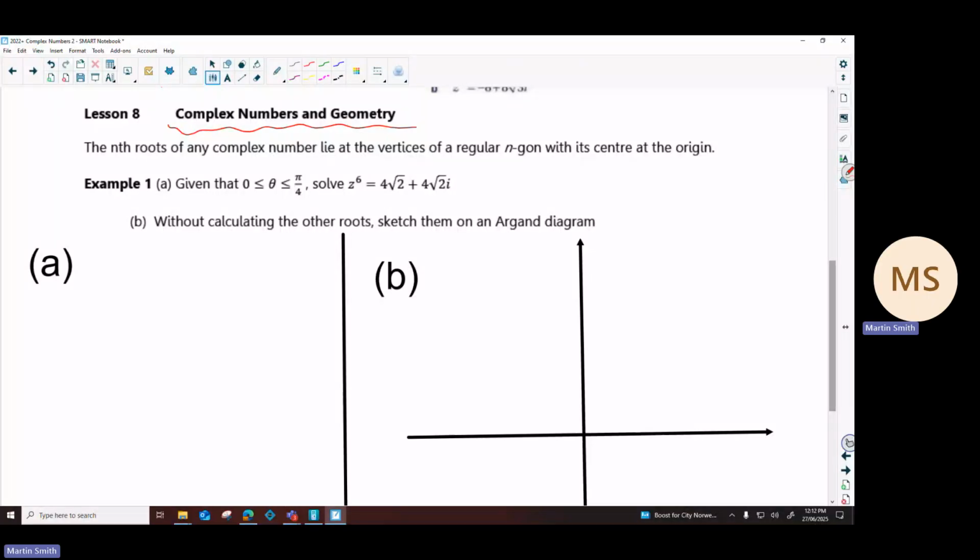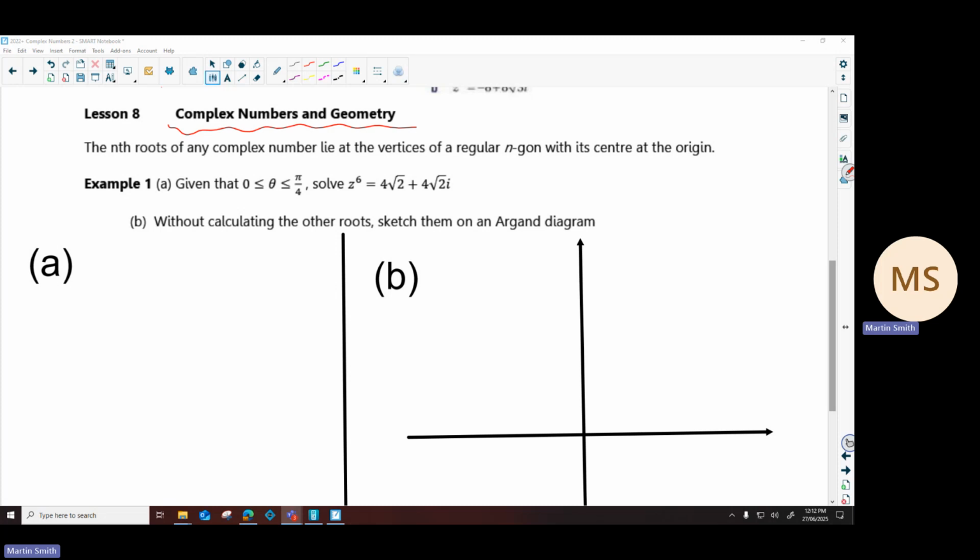Situation. Problems involving complex numbers and geometry, shapes. The idea that because complex numbers can be represented by points on an Argand diagram, we can represent shapes on an Argand diagram like triangles, rectangles, etc. Their corners can be represented by complex numbers.